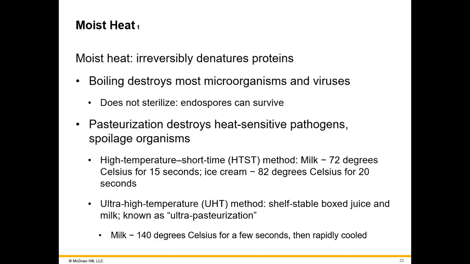There is the so-called ultra-high temperature method, and this is used for shelf-stable boxed juices and milk, known as ultra-pasteurization. For milk, it's 140 degrees Celsius for a few seconds, then rapidly cooled. And it does affect, of course, some of the properties of the milk as opposed to the standard pasteurization we mentioned above.